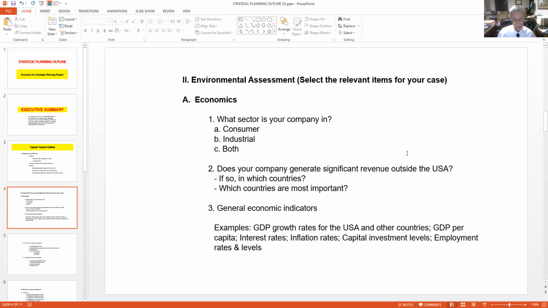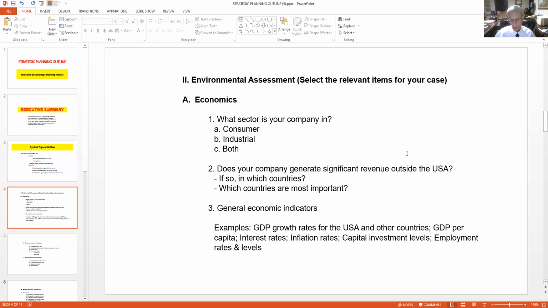Some companies are involved in both consumer and industrial products. And then, of course, they have a lot more information to collect about both consumer and industrial economies. But I've actually had people prepare their presentations with these questions in the presentation. Don't do that. These items are meant to help you focus your thought process on what kind of information you'll be gathering.